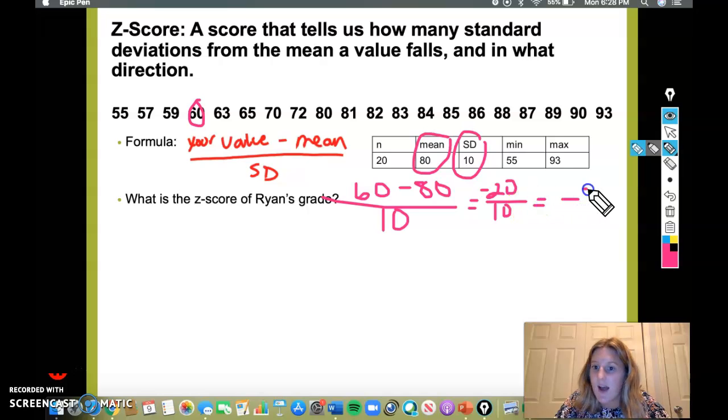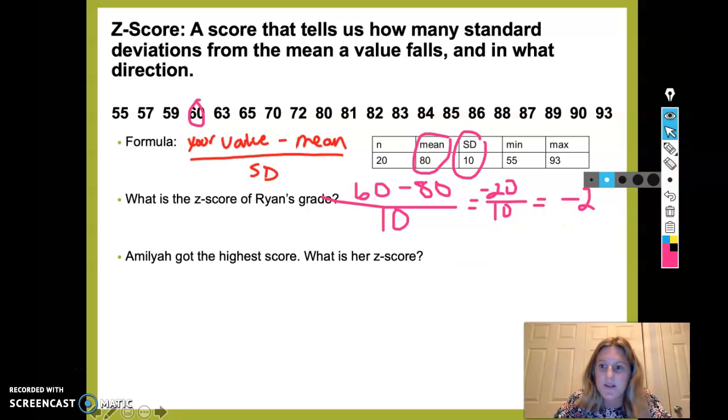And so having a negative z-score means you fall below average, right? It's like you're negative 2 standard deviations away from the mean. And that makes sense, right? The standard deviation is 10. And so if you're negative 2 standard deviations, you're negative 20 points away from the mean. And so the mean is 80, and that means Ryan's negative 20 away from the mean, right? He got a 60 on the test. That means he is negative 2 standard deviations away from the mean.